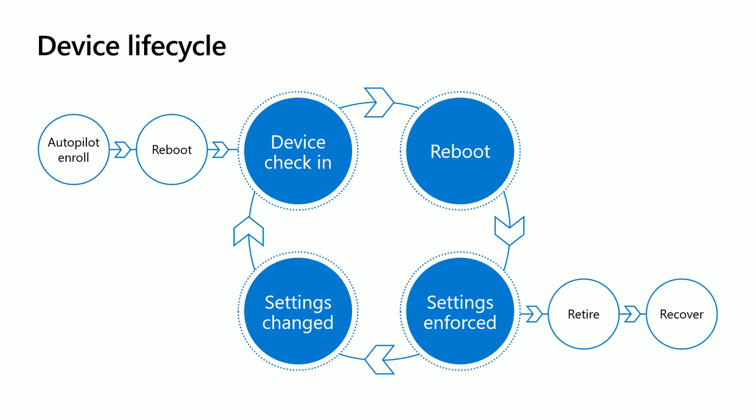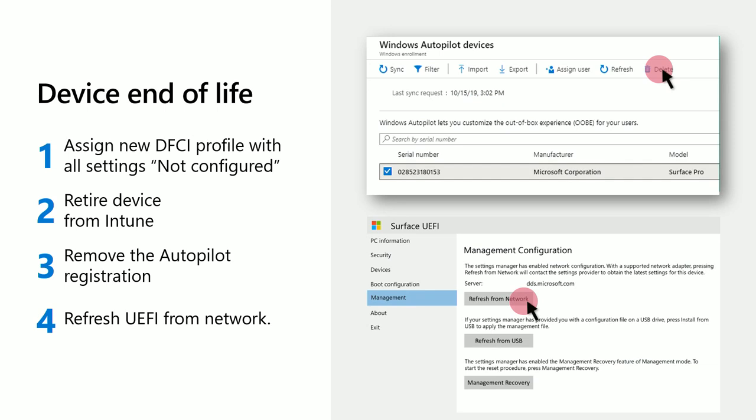Devices will remain enrolled to your organization even if you unlock the menus, and that's where recovery comes in. If you're interested in giving the device away to another organization and they want to take advantage of DFCI, you'll want to do the recovery step. So a complete end of life cycle, and you want to have everything cleaned off of the device. You want to go in, set a policy with everything to not configured, make sure that is enforced and applied. Then you can retire the device from Intune.